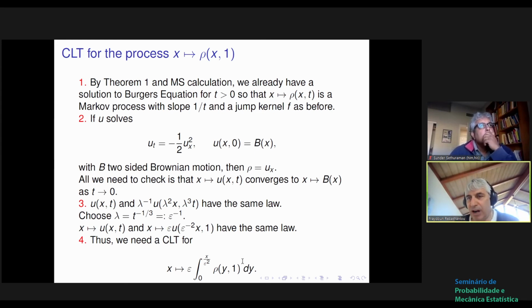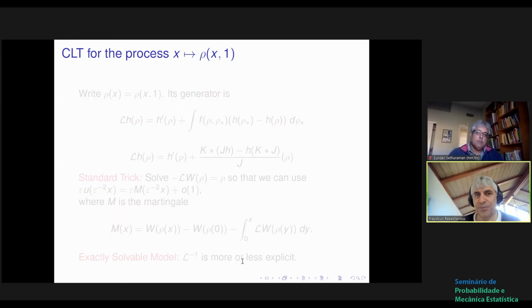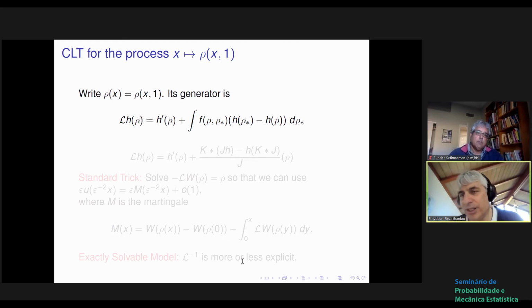Basically it says that this Markov process is of 0 average. And when you scale it in the classical way of central limit theorem, this should converge to Brownian motion. This is the most classical setting I can think of for central limit theorem. So that's all you have to do. But let's focus on the solution to the Burgers equation at time 1.